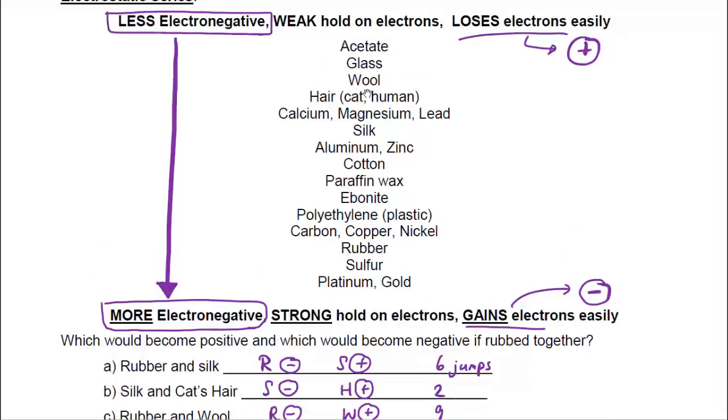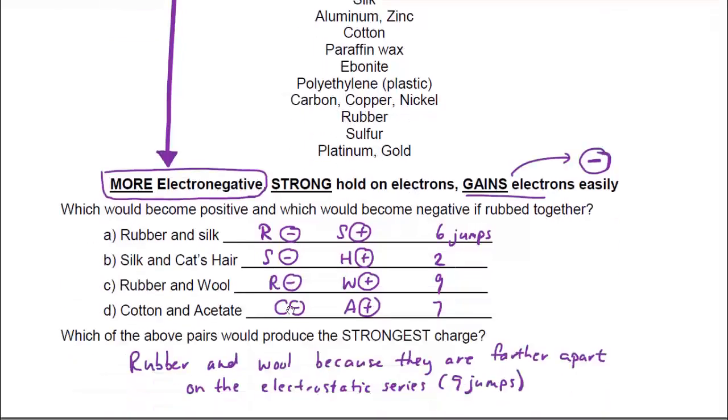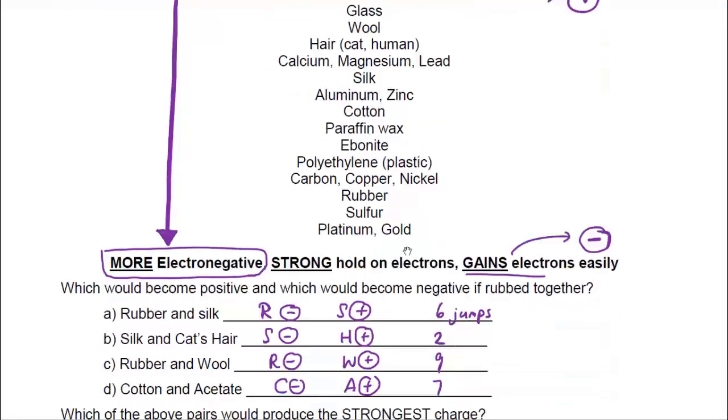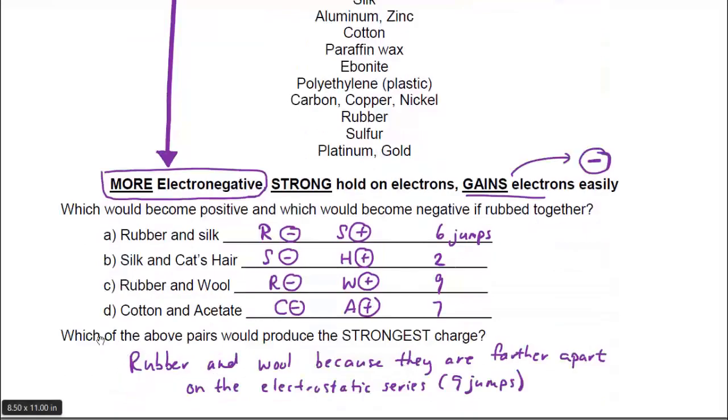Rubber is more electronegative than wool, so rubber will become negative. It'll steal electrons. And then cotton versus acetate. There's the cotton, there's the acetate. Cotton is going to steal electrons from the acetate. Okay. Now, which of the above pairs would produce the strongest charge?